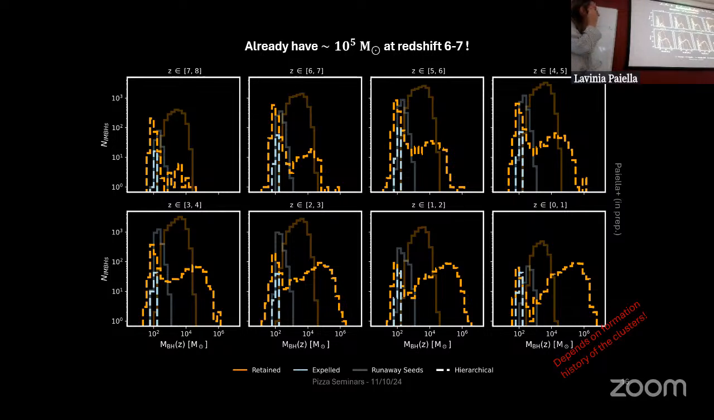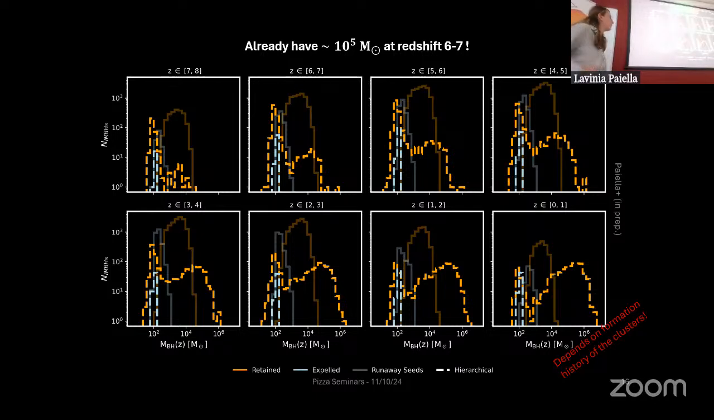And you can see that even at redshift 6 or 7, your mass spectrum is already showing black holes of roughly 10⁴, 10⁵ solar masses. And of course, the more you go in time, the more you wait, the more you populate these bins, because the more time these black holes have to grow. Sorry, here I'm looking at the dashed line, which refers to the hierarchical formation scenario. So I was looking at those very massive black holes that we find.